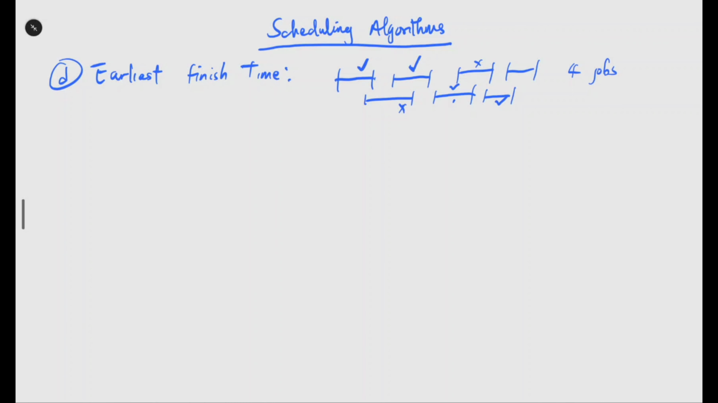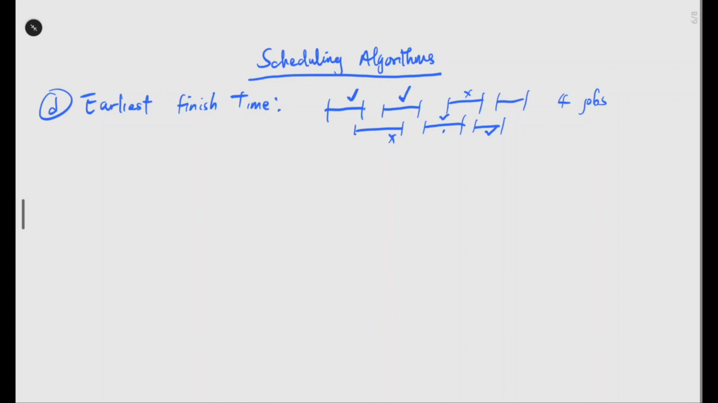Unlike first come first serve, which is more of just a rule. It does not make decisions at every point. The same goes for shortest job first and smallest degree first, which do not make decisions at the end of every job. Our earliest finish time makes a decision at the end of every job, and that is what makes it a greedy algorithm. So when each job finishes, it chooses the next best job to execute.